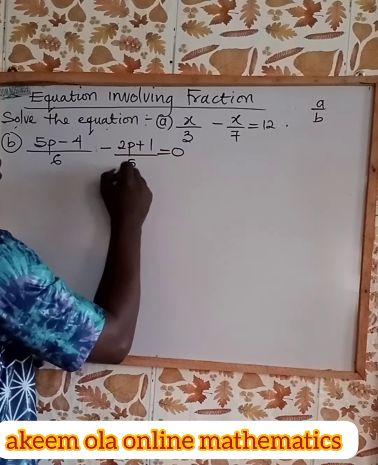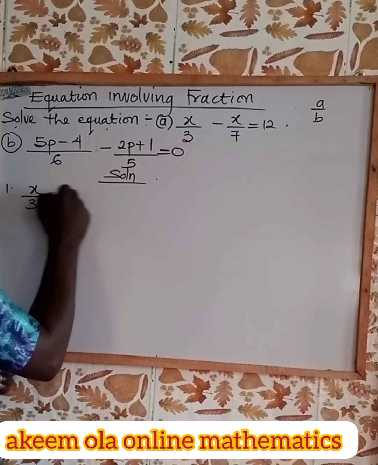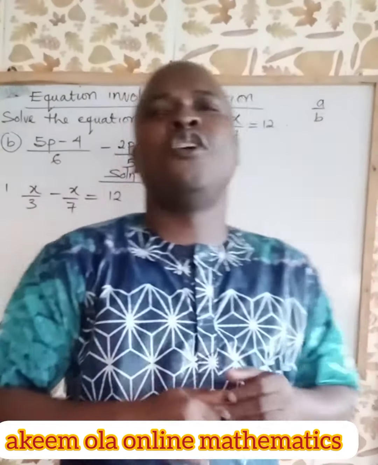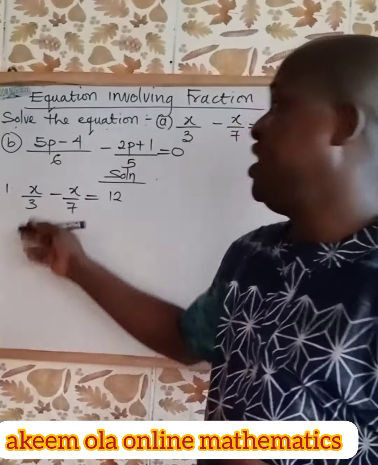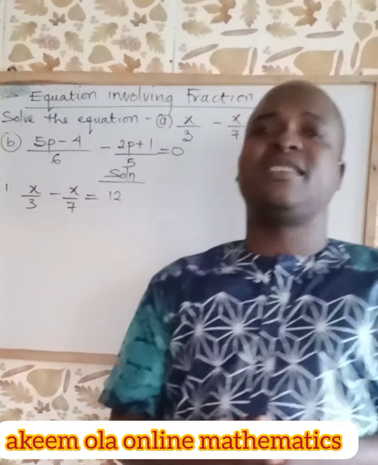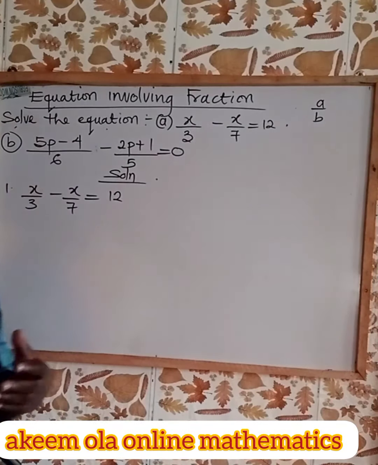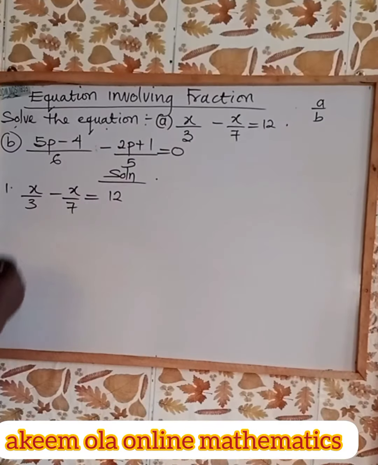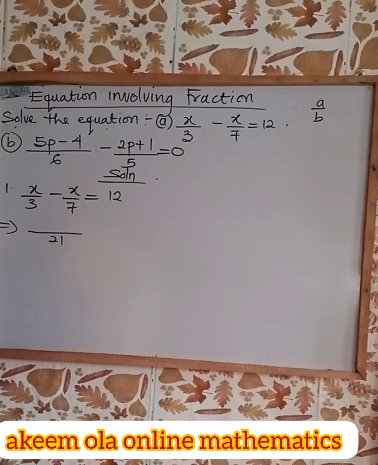We have the first question. We have the first one, x all over 3 minus x all over 7. Solving a fraction involves finding the LCM of the denominators. And here we have 3 and 7. Of course, the LCM of 3 and 7 is 21. So after getting the LCM, we can now perform the normal thing you have been doing. The LCM is 21. 3 in 21, that is 7. 7 times x will give us 7x.